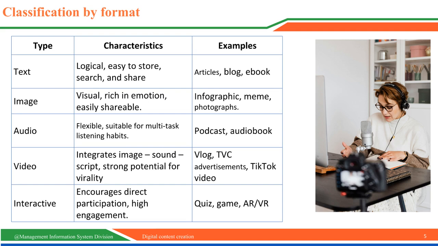Thus, when classified by form, digital content can be divided into 4 main groups: text, image, audio, and video. Each form has its own advantages and is suitable for specific information delivery goals. Learners and content creators need to clearly understand these forms to choose the most appropriate one for effectively conveying their message in today's digital world.